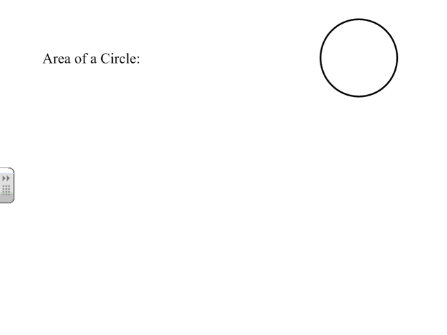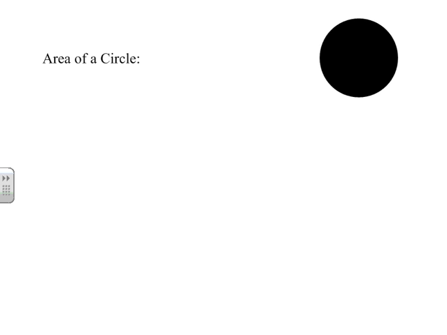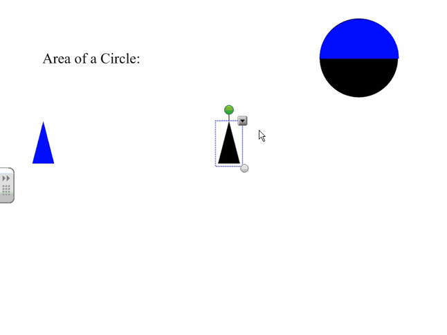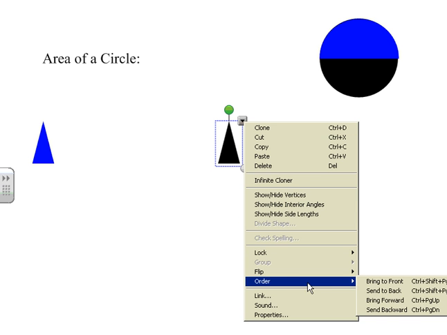So here we're going to find the area of a circle. I'm going to color the inside of the circle black, but I want to color half of it in blue. So you can see how this all comes about to find the formula for the area of a circle. I'm going to draw some triangles in those halves. And what do I mean by that? Let me pull this to the front.